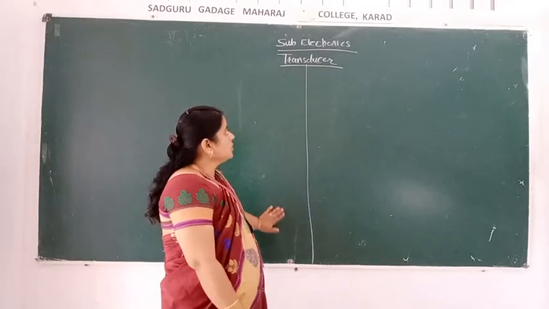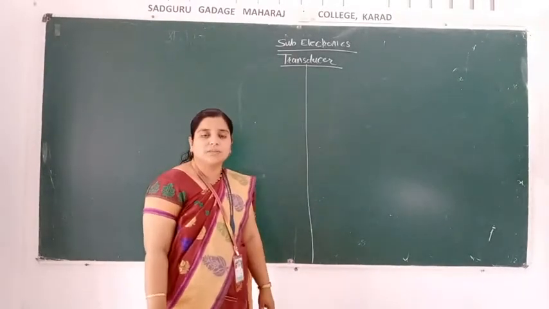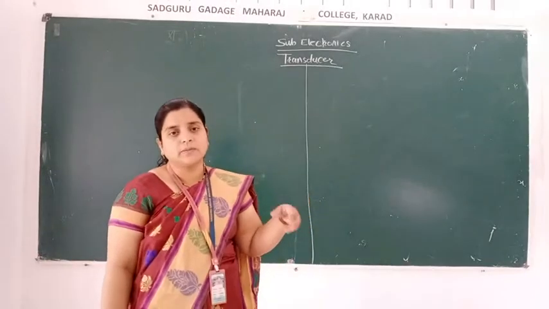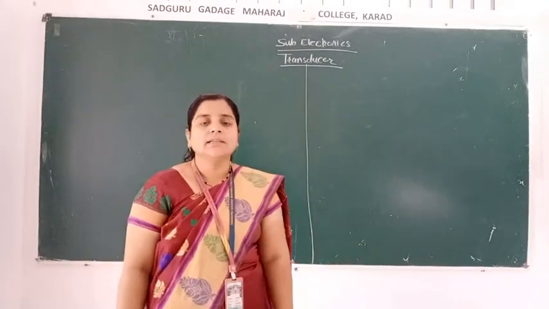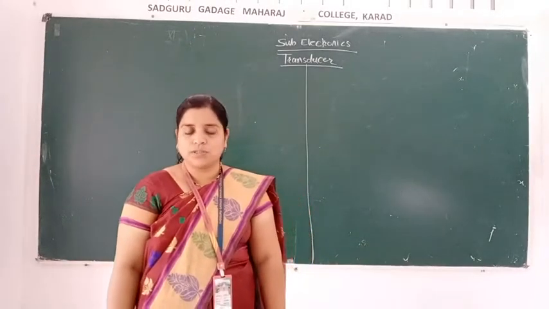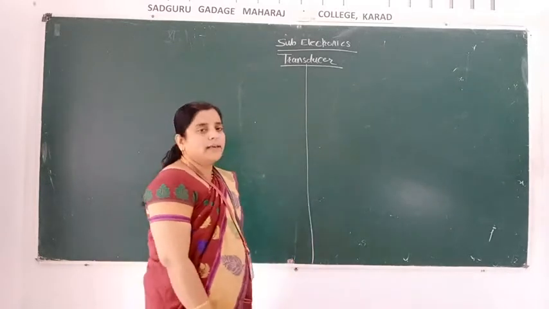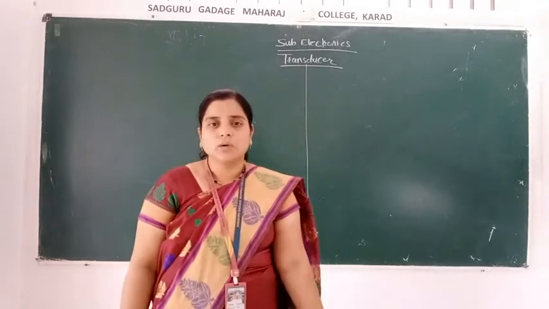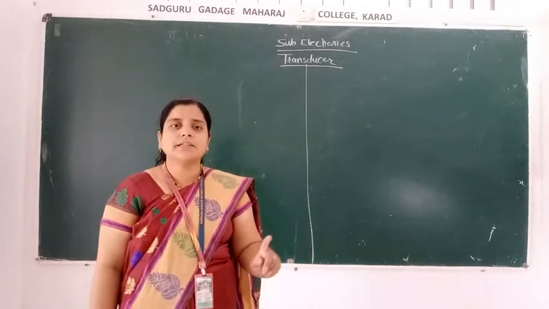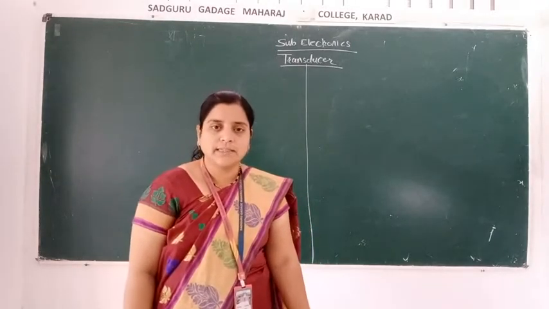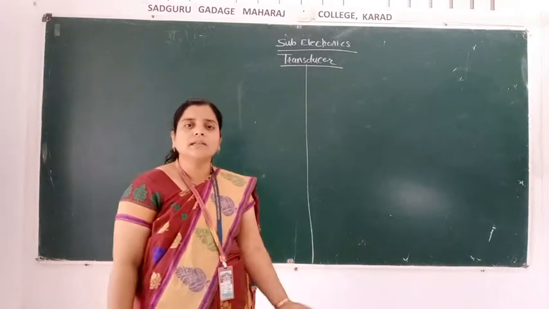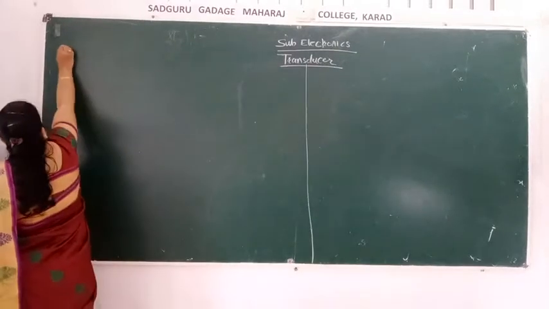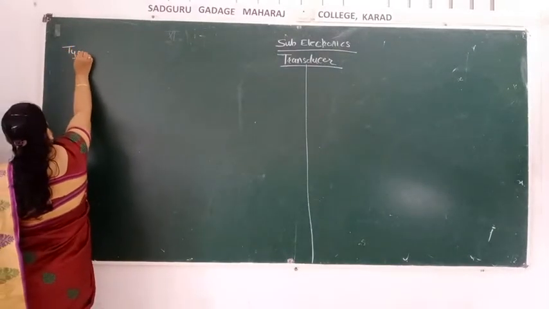So this is what a transducer is. Transducer means, when a non-electrical signal is converted into an electrical signal, it is called a transducer. Or it is also said that when one form of energy is converted into another form, it is called a transducer. This is the definition of transducer. Next is the types of transducer. There are two types of transducer.